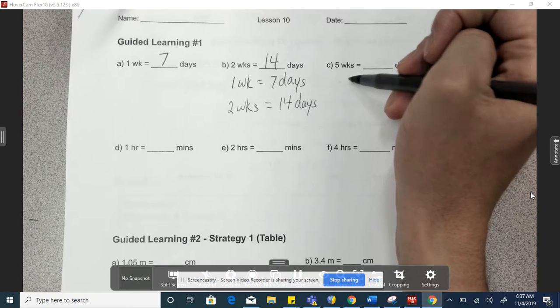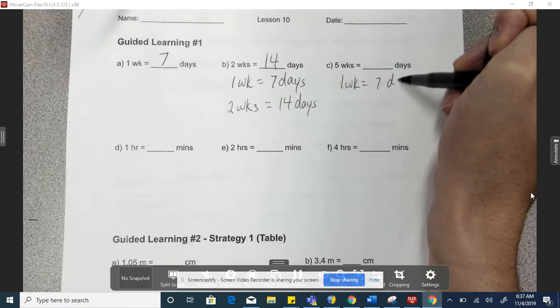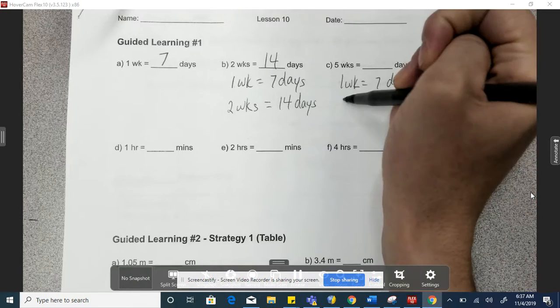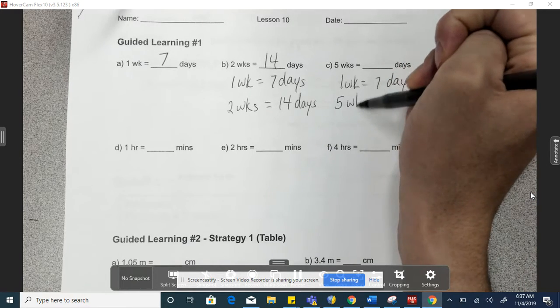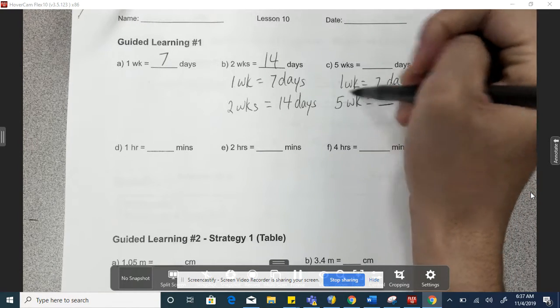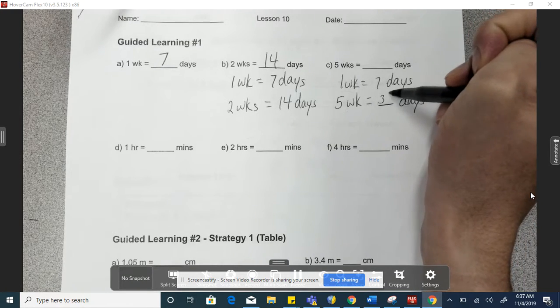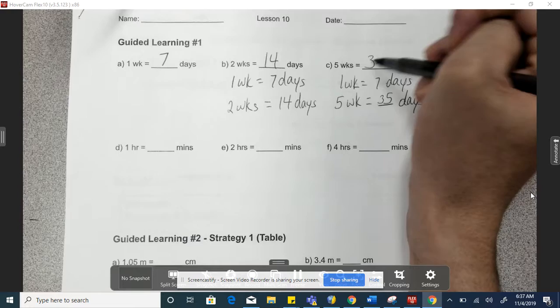I'm going to do the same thing here. If I have 1 week, it's the same as having 7 days. Let's see. If I want to find out how many days there are in 5 weeks, 1 times 5 gets us to 5 weeks. So that means I need to multiply 7 times 5, which is 35 days.